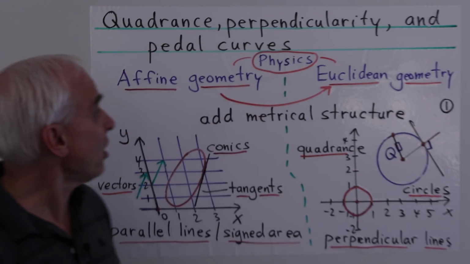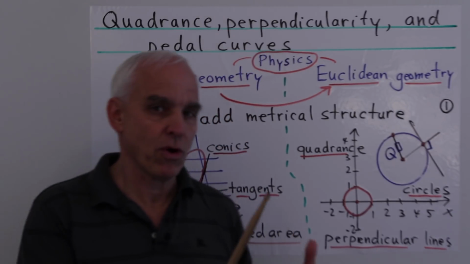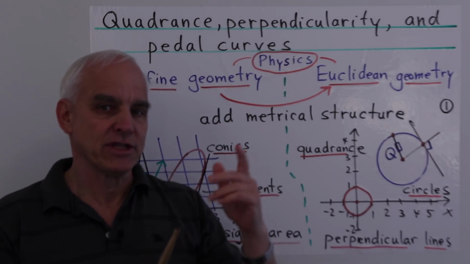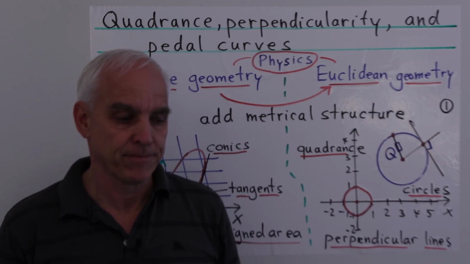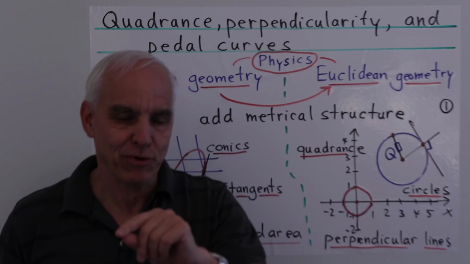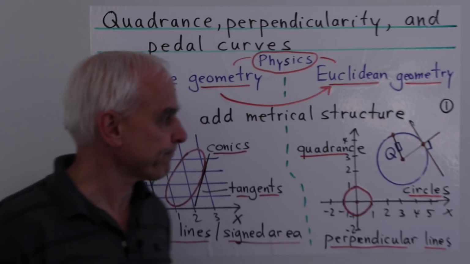In today's video we're going to talk about quadrants, perpendicularity and pedal curves, moving towards a more accurate understanding of the motion of an orbital planet around the Sun. We're going to correct Kepler's wrong views about the relationship between velocity and position.